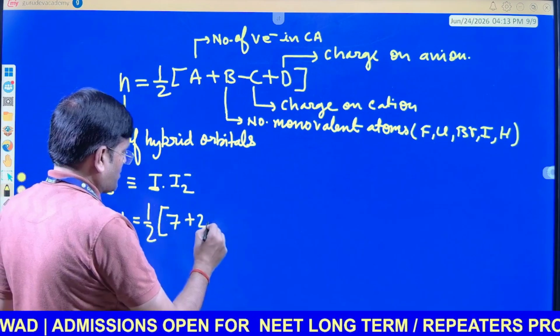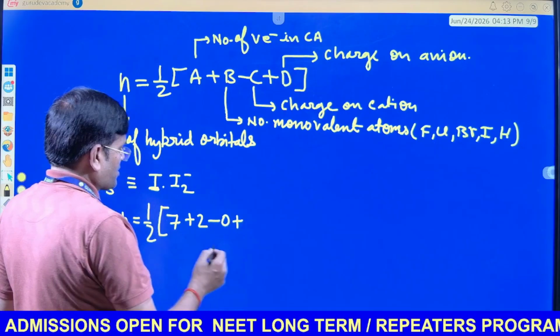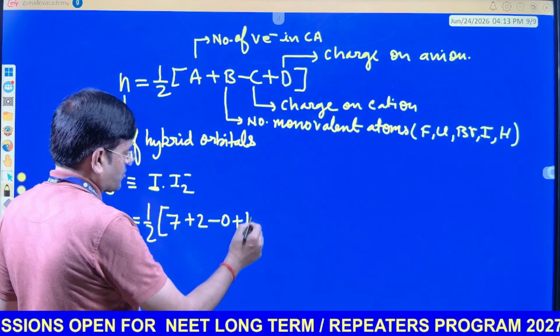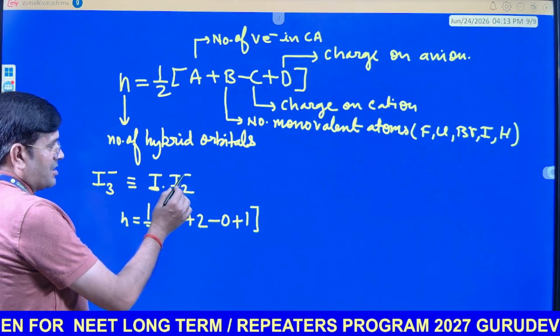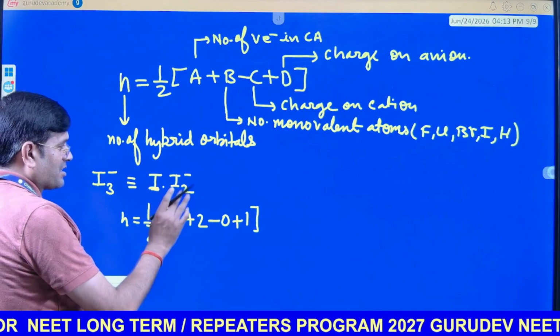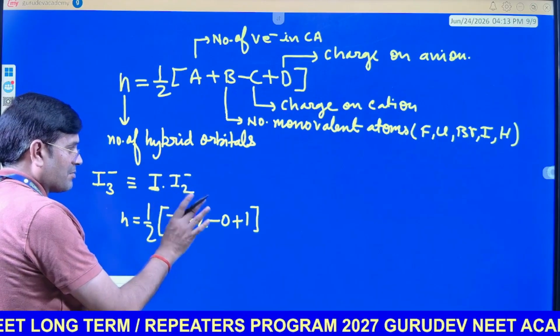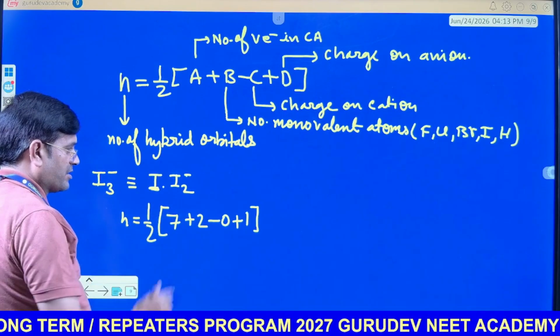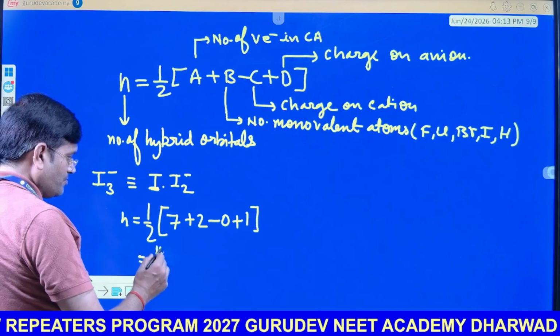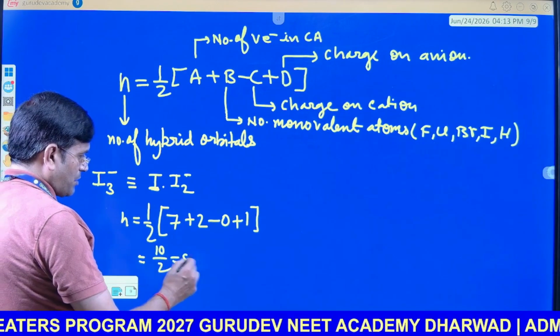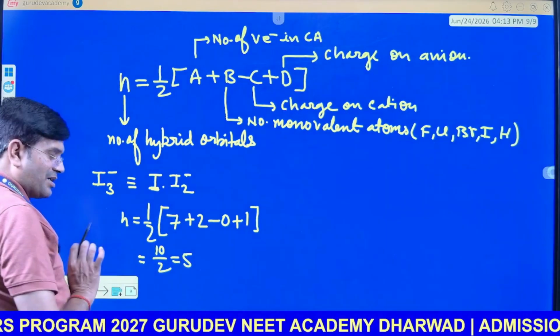It is not cation, so it is 0 plus charge on anion, it is 1 charge. So only the number is taken, not plus or minus. Getting? Here plus minus doesn't matter. You only need to take the number. It is 1 charge, so you will write 1. So you could see it is coming out to be 10 by 2, that is 5. Number of hybrid orbital is coming 5.